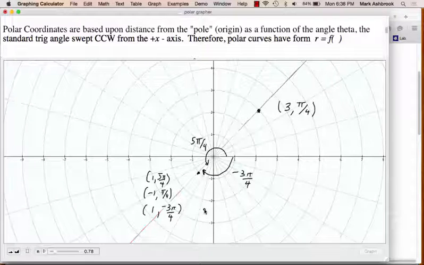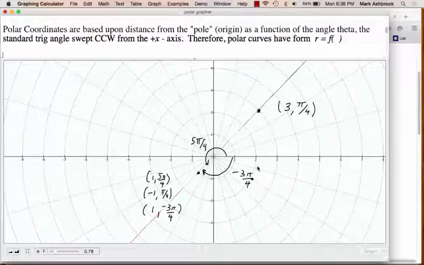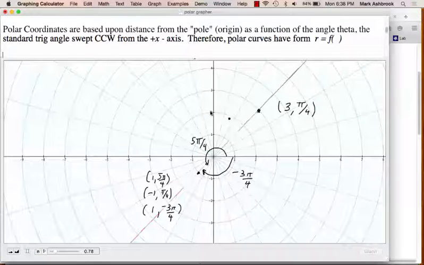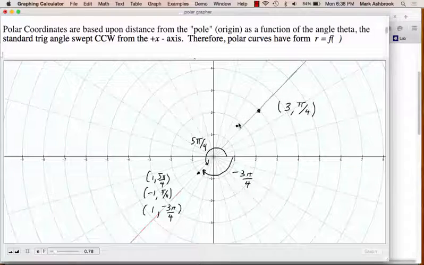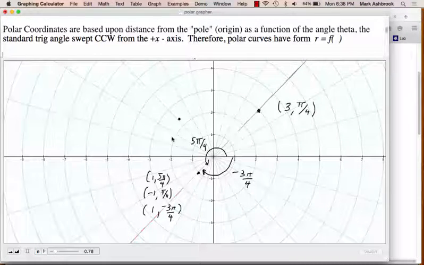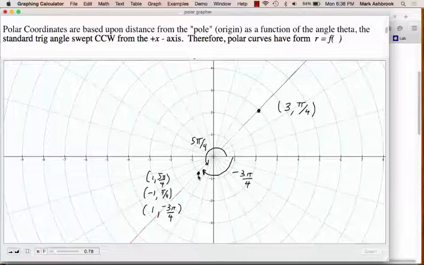Okay, so one last way here. If we did a negative angle all the way into the first quadrant, what negative angle would that be? Negative 7 pi over 4. So I could sweep clockwise to negative 7 pi over 4, and then my r value would be negative 1.